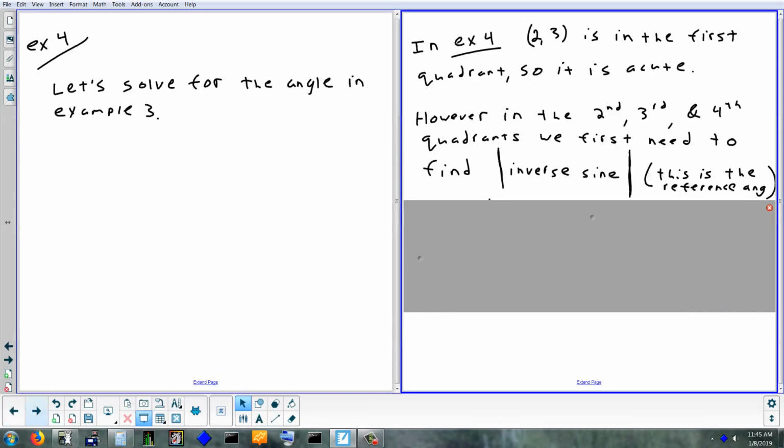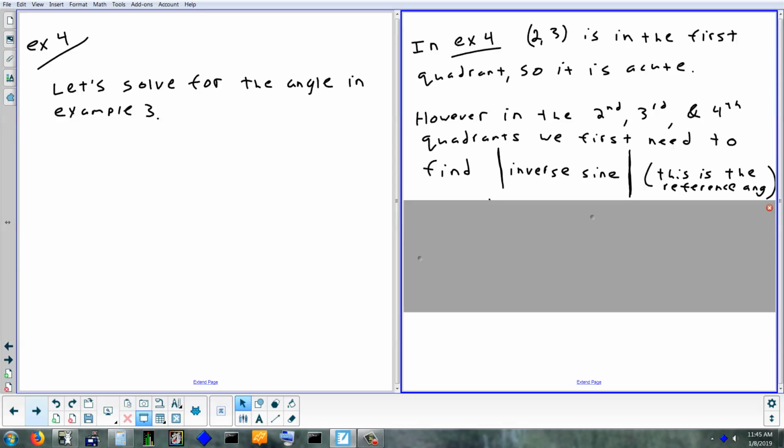So the first thing you want to do is what I suggested. Find the inverse sine and take the absolute value of it. Okay, what we're finding here is called a reference angle. So you take the inverse sine and just make sure that it's positive. When you hit enter on your calculator, if you get a negative answer, you just ignore it for what we're doing right now.